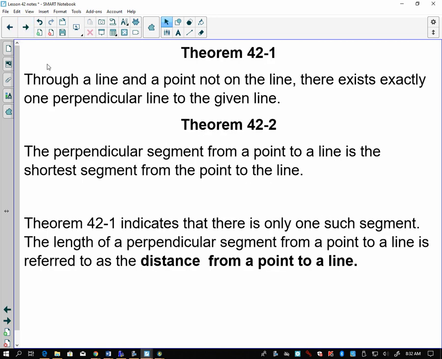And that's where we get into some of these theorems that are going to state these things. So through a line and a point not on that line, there exists exactly one perpendicular line to the given line. Okay? So there's only one line that will go from a point not on a line to a line that is perpendicular to the line that it's not on.